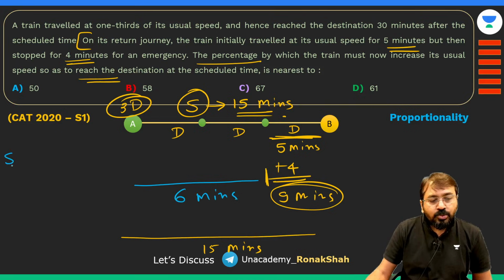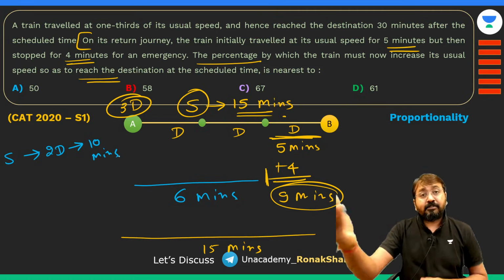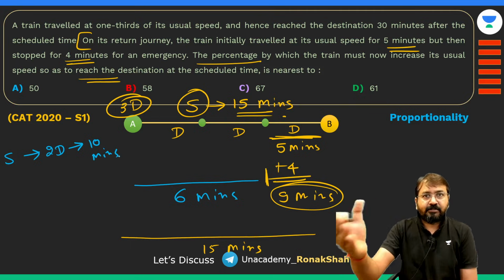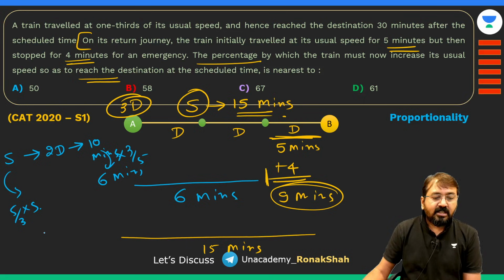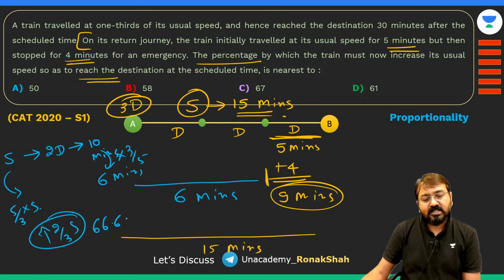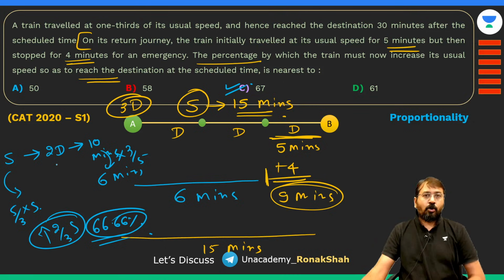Now at its usual speed s, for 2D distance, can I say the train should have taken 10 minutes time? Because for 3D distance it should have taken 15 minutes. So for 2D distance it should have taken 10 minutes time. So now instead of 10, the train wants to complete the journey in 6 minutes time. So that means the time has become 3/5. So speed should become 5/3 of the previous speed. That means it needs to increase its speed by 2/3, which is nothing but 66.66% increase in the speed. And that's your answer. So answer should have been option C.